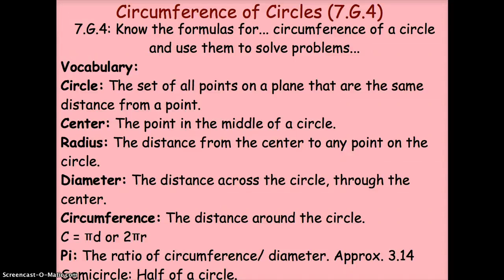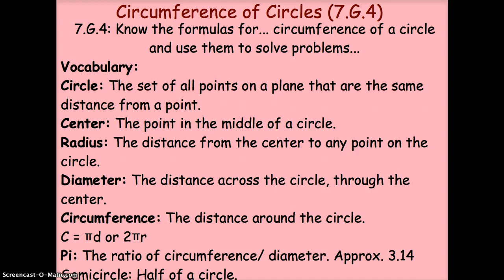We have quite a bit of vocabulary today, so make sure you pause this video if need be to make sure you get all of these words written down. We have circle, the set of all points on a plane that is the same distance from a point. Center, the point in the middle of a circle. Radius, the distance from the center to any point on the circle. Diameter, the distance across the circle through the center.